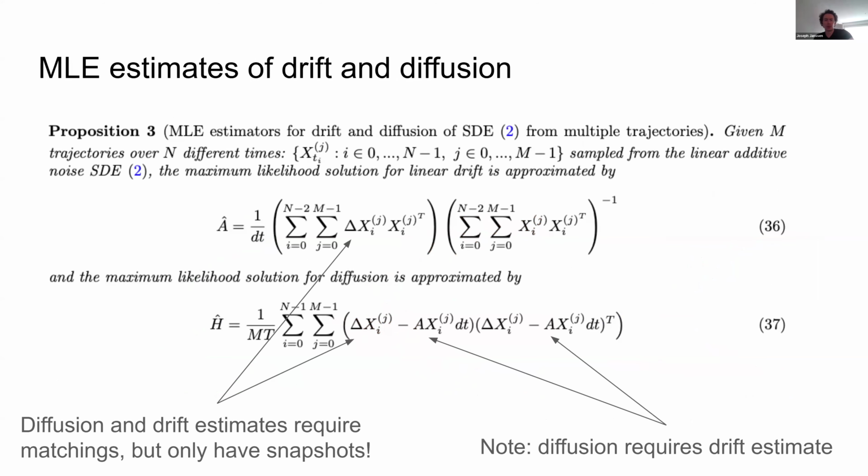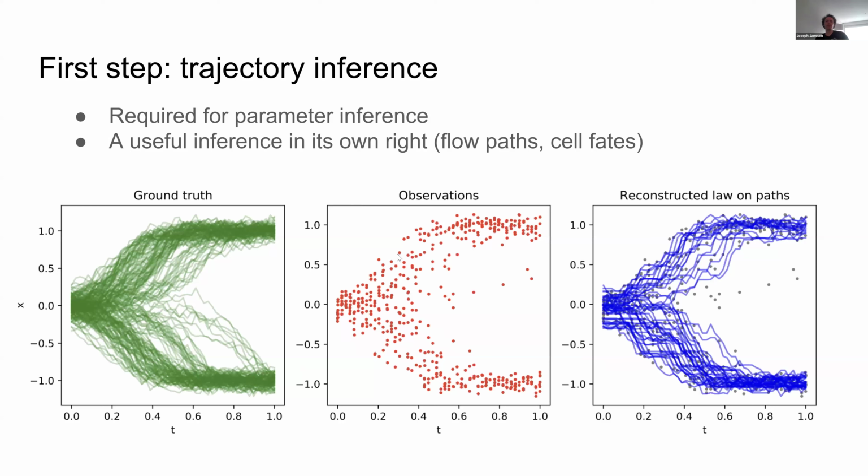This problem of determining what these delta x's are is basically called trajectory inference. So we start with these marginal observations in time in the middle here, and this comes from a ground truth time series process, but we don't observe that. So we want to reconstruct what's called the law on paths, to make these connections and make trajectories from the marginal observations. This is required for parameter estimation, as I just said, but it's also useful in its own right. You might want to understand the fate of a particular particle, or the fate of a particular cell into different cell types.